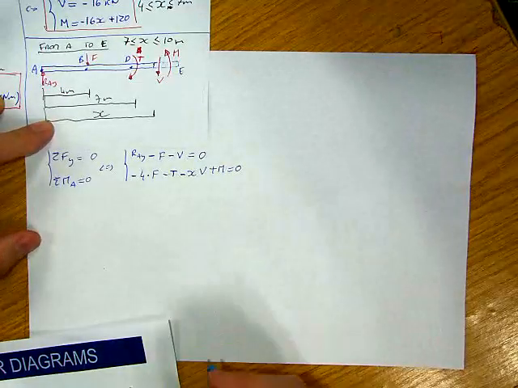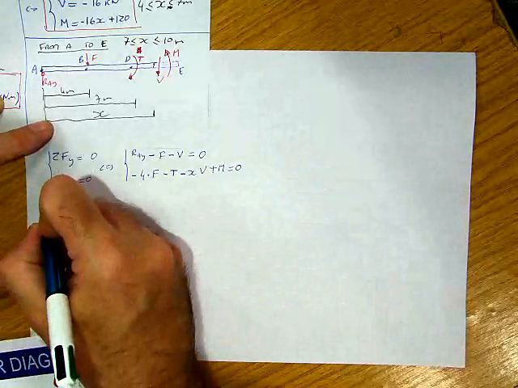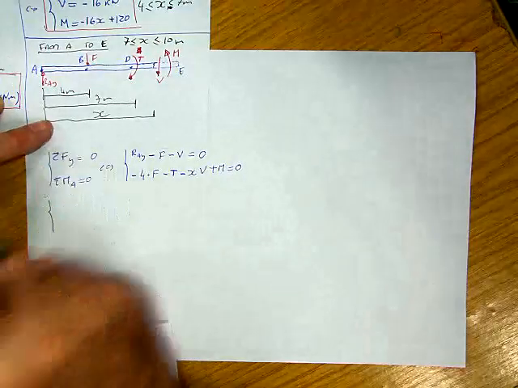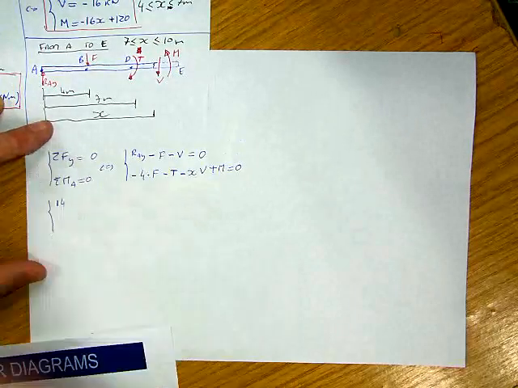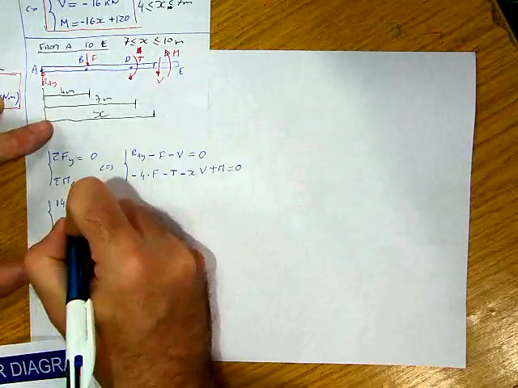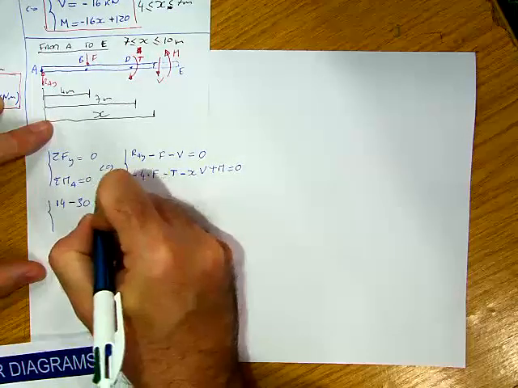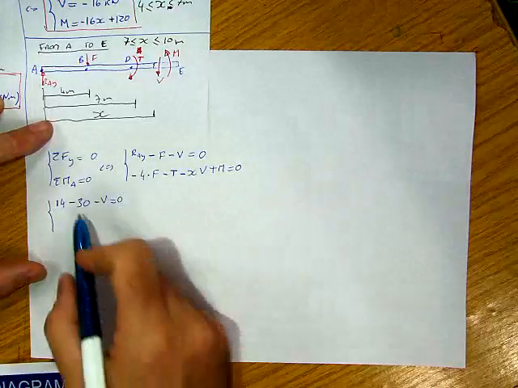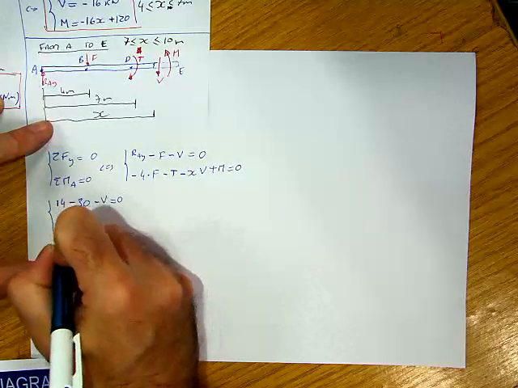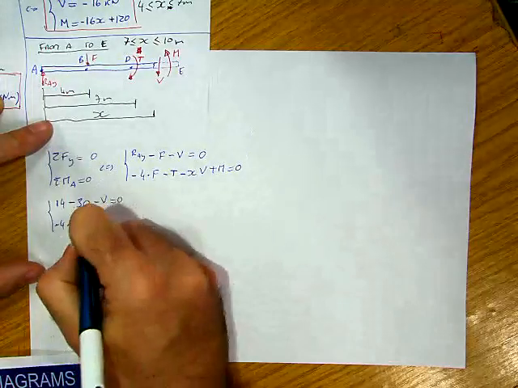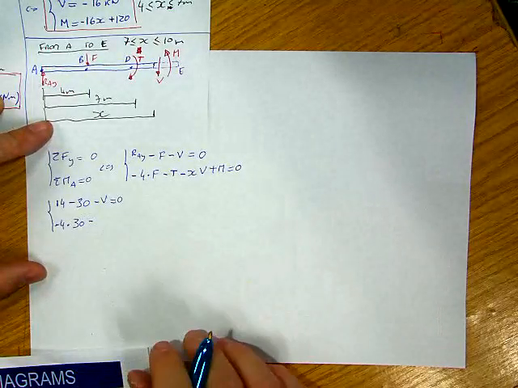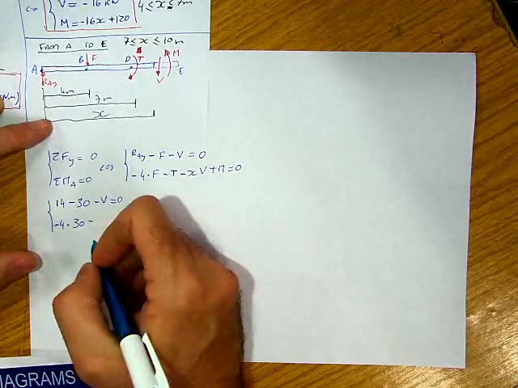Equations start growing up. Now I'll start replacing stuff in the equation. So RAY is 14, F is 30, minus V equals to 0. And at the bottom I have minus 4 times 30 minus T is 40 kilonewton meter because it's given.